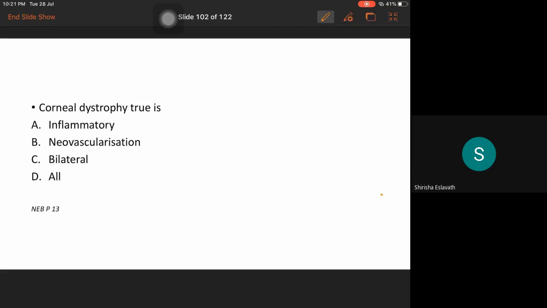We discussed it in the previous slides. Corneal dystrophies are non-inflammatory and non-neovascularizing. It's a bilateral condition. It's hereditary. So here the answer is bilateral.